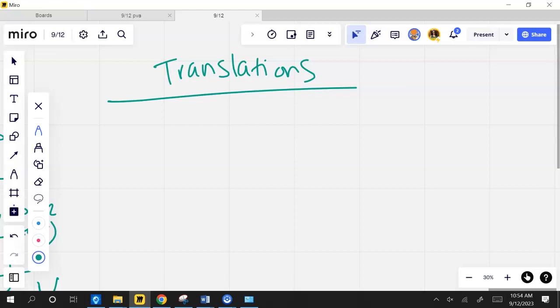You can move left, right, up, down. You just move the shape. Those aren't rotations. You can't rotate it. You can't make it any bigger. It has to remain exactly the same, but you can slide it to the left or the right or up or down. So that's a translation.